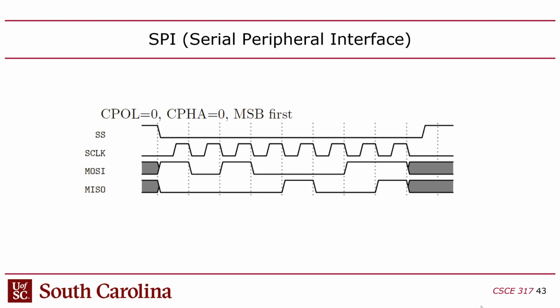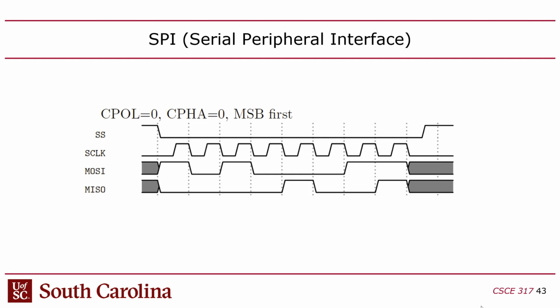Basically, CPOL is called clock polarity, and it defines what the idle state of the clock is. I mentioned the clock doesn't run if you're not doing a transaction, if you're not actively communicating. I also mentioned that slave select is high by default, right? But what is the clock by default when it's not being used? Well, that's what CPOL defines. If CPOL is 0, the clock is 0 when the channel is idle. And if CPOL is 1, the clock is high when there's nothing going on in the channel.